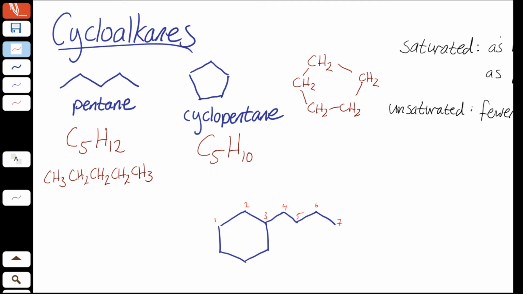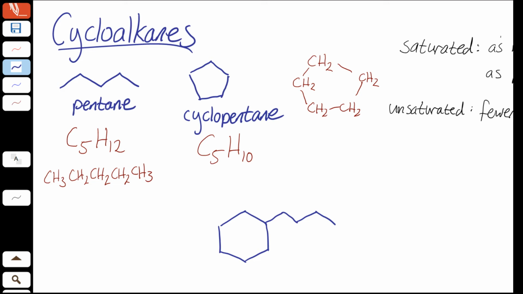So we call the parent whatever's bigger, either the chain or the ring. In this case, the chain is 4 carbons, the ring is 6 carbons, so the ring is going to be the parent. Just for fun, let's throw something else on there. So let's say we have this.